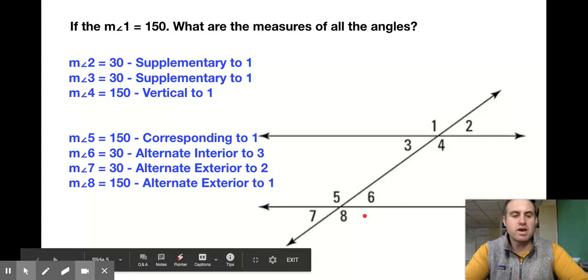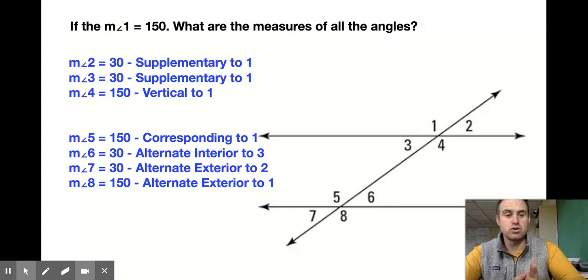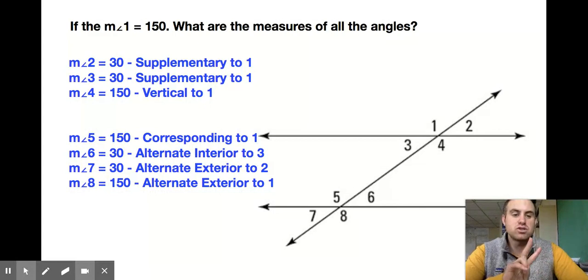The big takeaway here is that when we cut a transversal through 2 parallel lines, we create 2 angles, an obtuse angle and an acute angle. And we have different copies of that angle, and those are each equal to themselves.